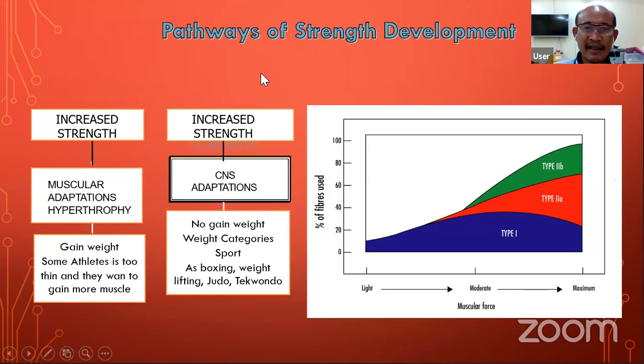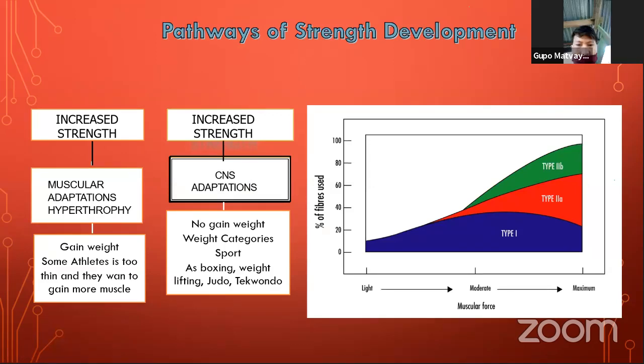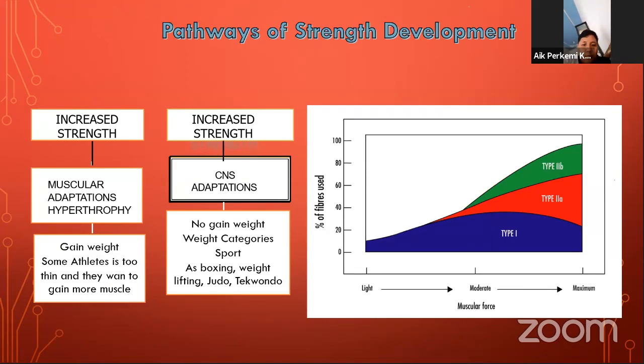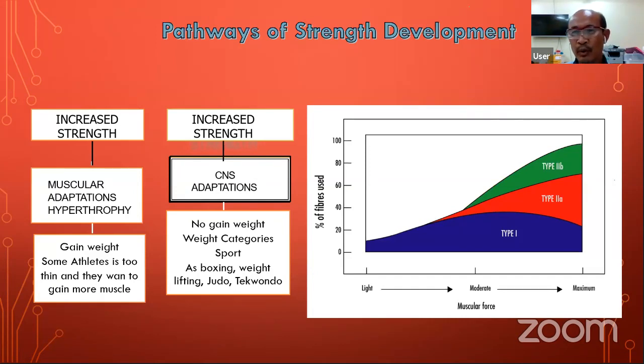So next one, we increase the maximal strength by increasing the neuromuscular adaptation. CNS, neuromuscular adaptation. With the neuromuscular adaptation, you gain more motor units in the muscles, and when the motor units work together more, you are getting stronger, your athlete is getting stronger. But the good thing of this kind of strength training is no weight gain, stronger but no weight gain.